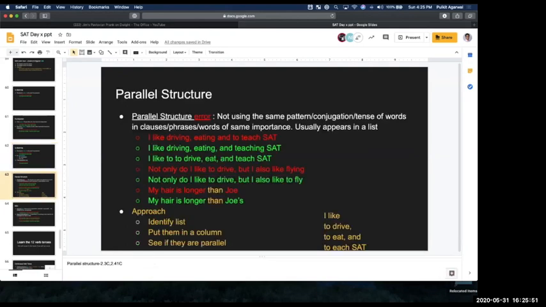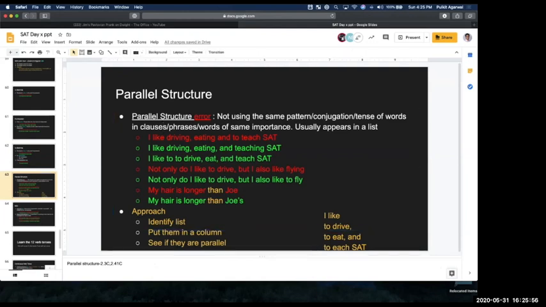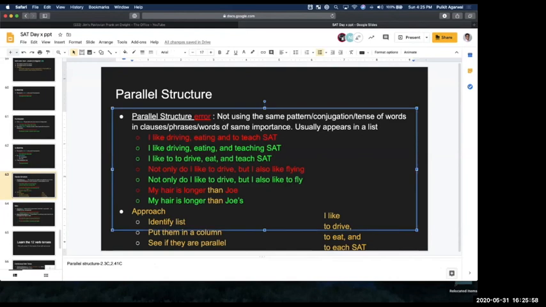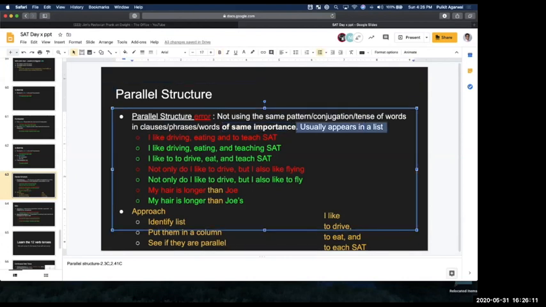Okay, parallel structures. This one is extremely, extremely important. It comes up very often. So what's parallel structure? It is using the same pattern, conjugation, tense of words in clauses, phrases, or words of the same importance. This is important. Of the same importance, they usually appear in a list. So what does it mean, the same pattern? For example, if I say I like driving, eating, and to teach SAT, driving and to teach are different tenses.